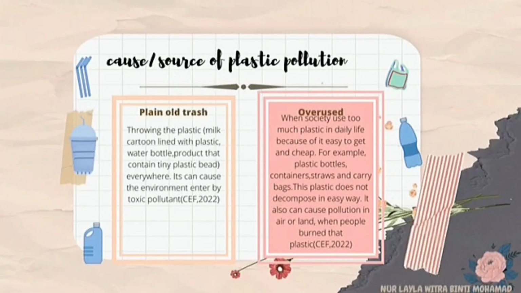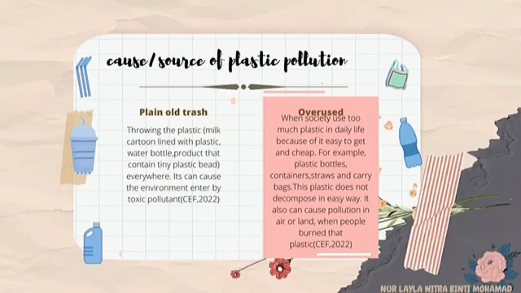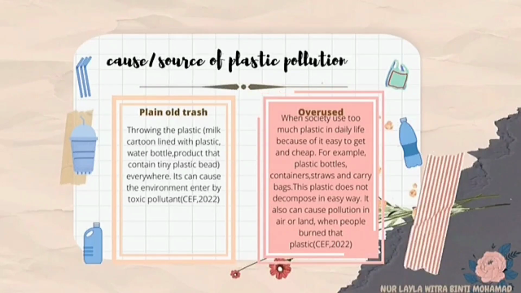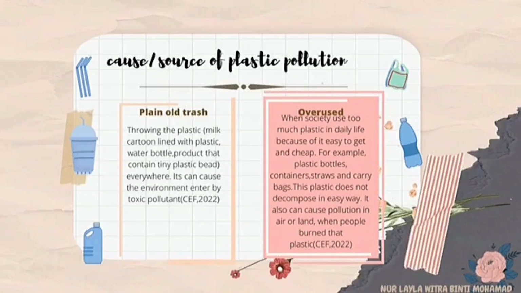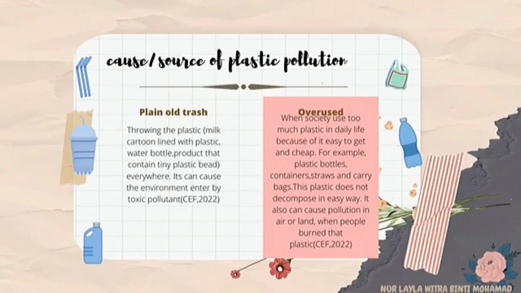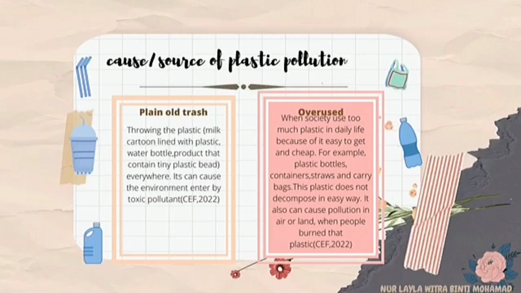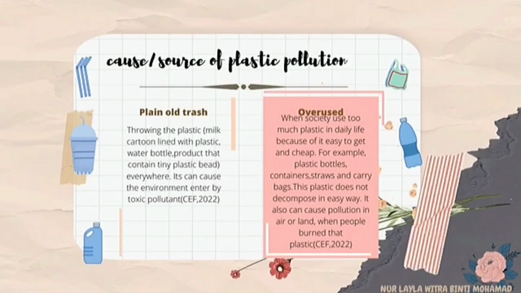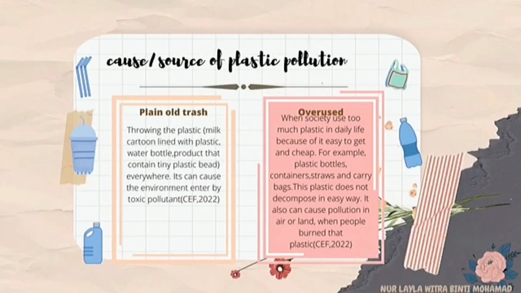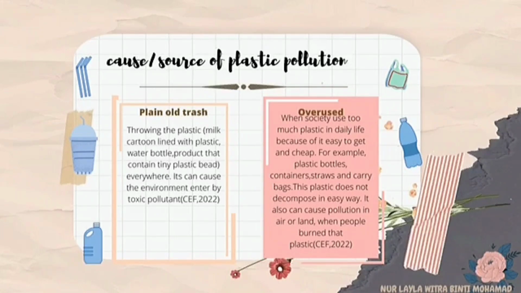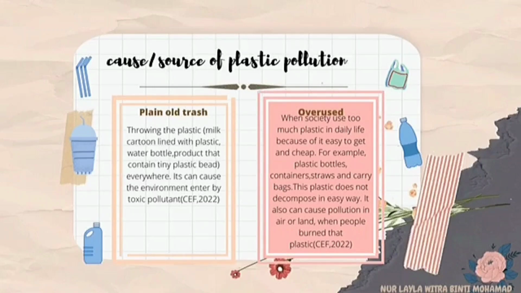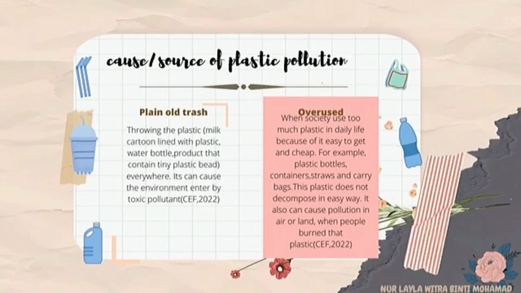Cause or source of plastic pollution. First, plain old trash. Throwing the plastic such as milk carton lined with plastic, water bottle, product that contain tiny plastic bits everywhere. Every time one of these items gets thrown away or washed down a sink, the toxic pollutants have more of a chance to enter the environment and do harm.